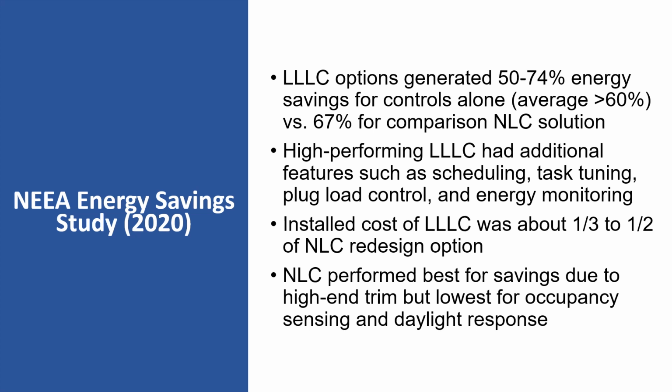Based on the monitoring, the 5 luminaire-level lighting control options generated 50 to 74% energy savings for the controls alone, while the NLC solution demonstrated 67% energy savings. The highest performing luminaire-level lighting controls had additional features such as scheduling, task tuning, plug load control, and energy monitoring. In this space, the installed cost for the luminaire-level lighting controls was roughly 1/3 to 1/2 of the NLC redesign option. The NLC performed best for savings due to high-end trim, but lowest for occupancy and daylight sensing, which is due to fewer sensors and less granularity in the control response.